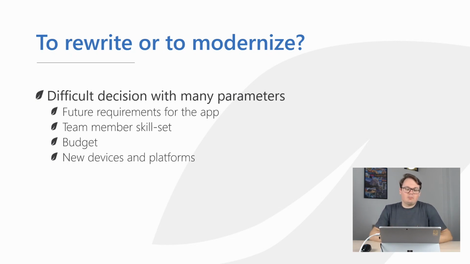Also, it can be about budget, because when somebody in the management hears rewrite, they are thinking, okay, it will cost millions of dollars. We don't have that. Okay, so you need to modernize it. But it really depends. Maybe fundamental changes in the application can justify the investments, because now the application can earn or save much less money than the current version. So it's also a business decision.